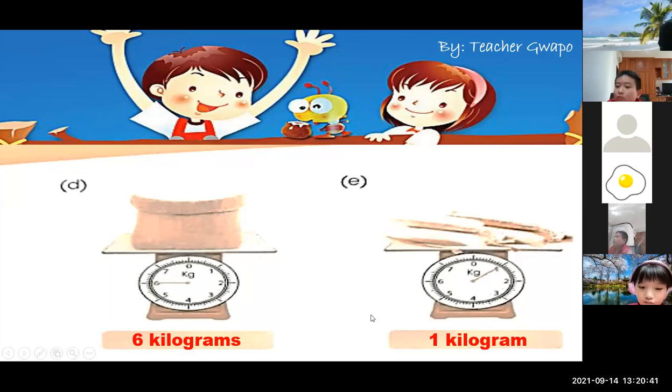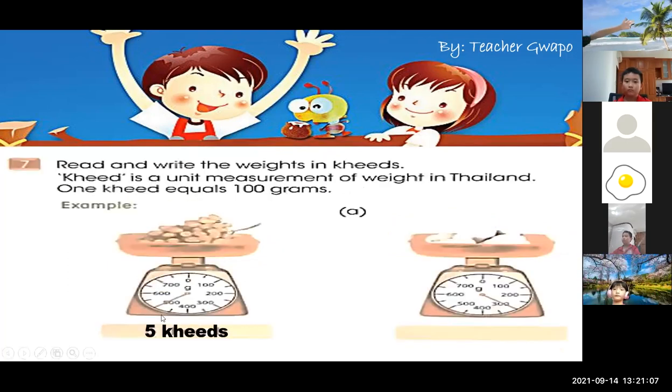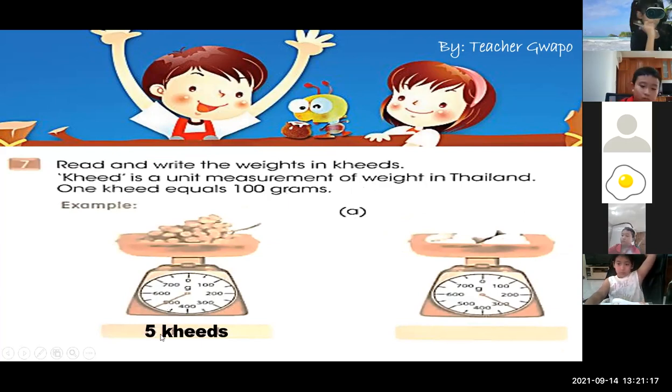Now here in number 7 on page 54, we will read and write the weights in kids. Kid is a unit of measurement of weight in Thailand. 1 kid is equal to 100 grams. So here we go, look at here. 100, 200, 300, 400, 500. So 500 grams is equal to 5 kids.